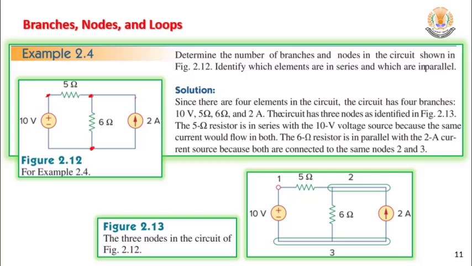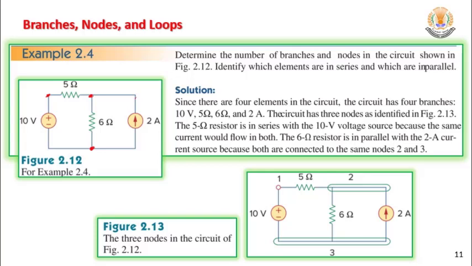So how many nodes? 3. How many branches? 4. How many loops? 2. Can you apply the formula? Number of branches equals number of nodes plus loops minus 1. So 3 plus 2, 5 minus 1, you will get 4. Correct?